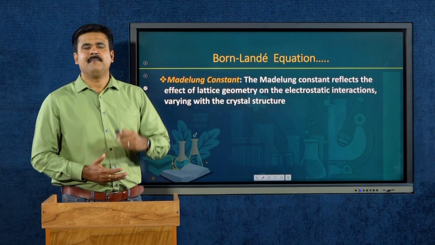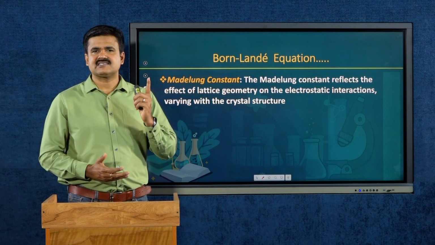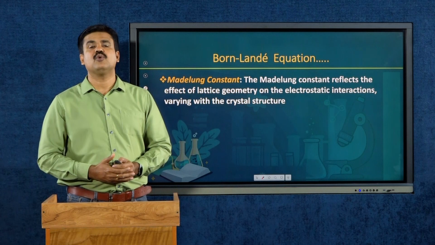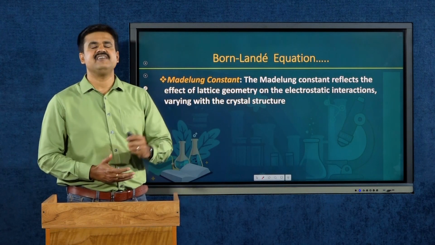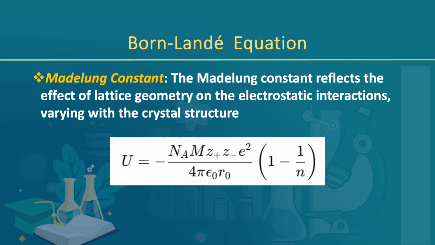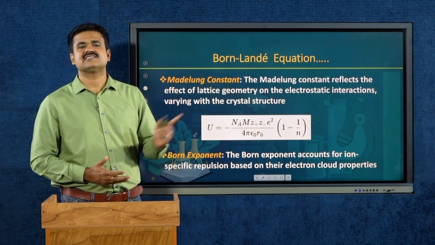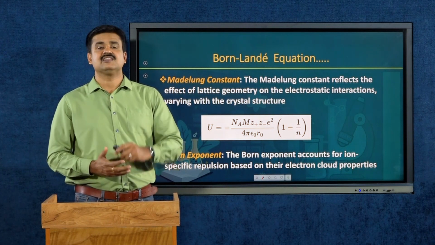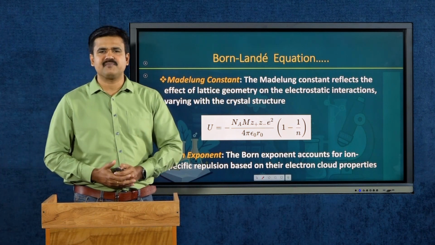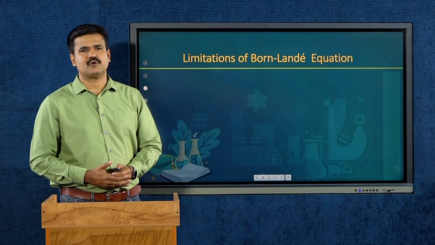Now, the Madelung constant reflects the effect of lattice geometry on electrostatic interaction, varying with the crystal structure. And you know this equation is called the Bond-Lande equation. Here there is a constant, that is the Madelung constant. The bond exponent is also present in this expression. The bond exponent accounts for ion specific repulsion based on their electron cloud properties.